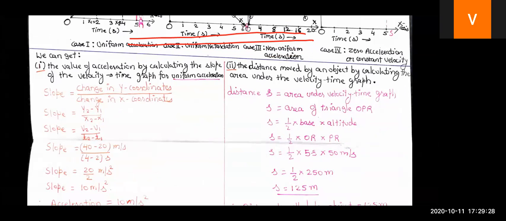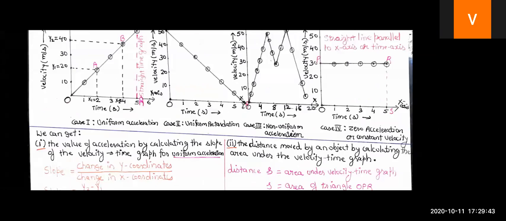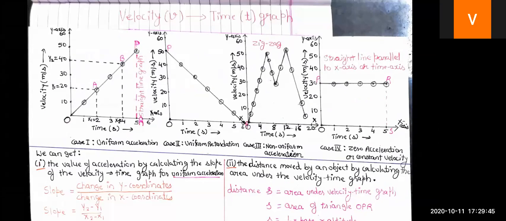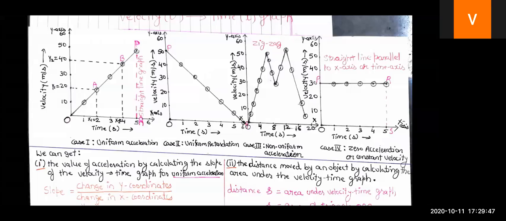Yes, children, slope we know is change in y coordinate upon change in x coordinate. That is y2 minus y1 upon x2 minus x1. Now here, children, the y coordinates are what? On y-axis, we are having velocity. This is a velocity time graph.